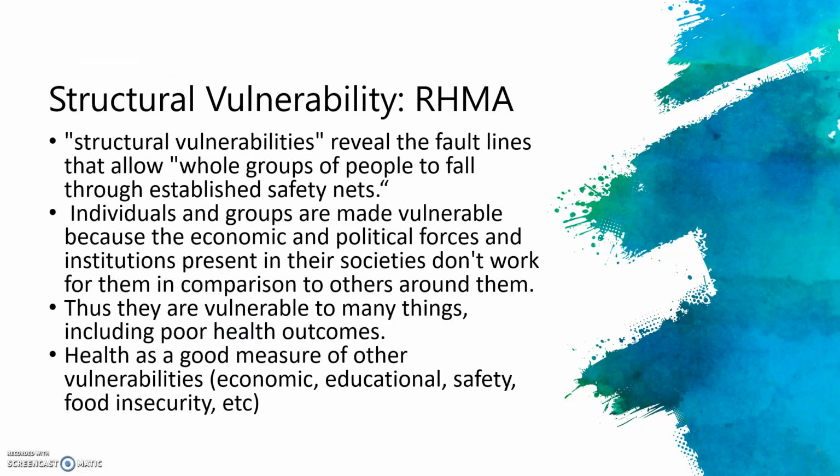So one of the ideas that they bring up here that I want to talk about is structural vulnerability. Structural vulnerabilities reveal the fault lines that allow whole groups of people to fall through established safety nets. So why a whole population of people has worse health or doesn't have access to education, or in other ways is cyclically poor. Individuals and groups are made vulnerable because the economic and political forces and institutions present in their societies don't work for them in comparison to the others around them.